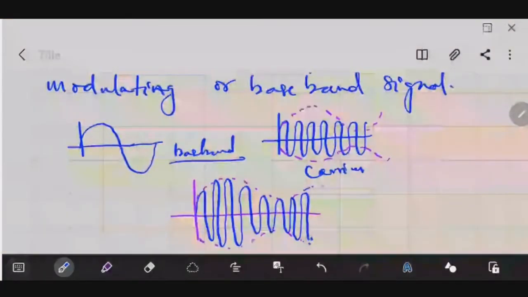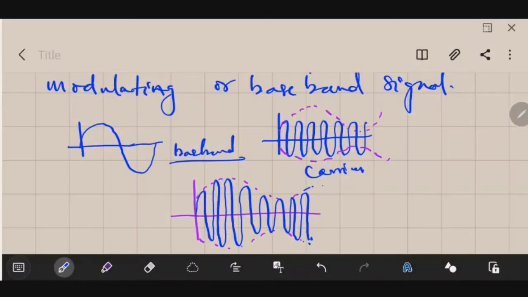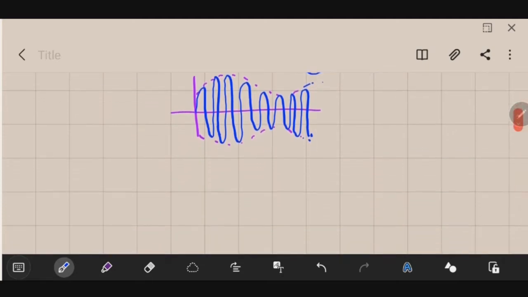Let us now do a mathematical analysis of this amplitude modulated signal. We have already seen the equation for the baseband signal. Now we'll see the equation for the carrier signal, and then we will take a modulating signal and come up to the equation of amplitude modulation. Let us consider a sinusoidal carrier wave.